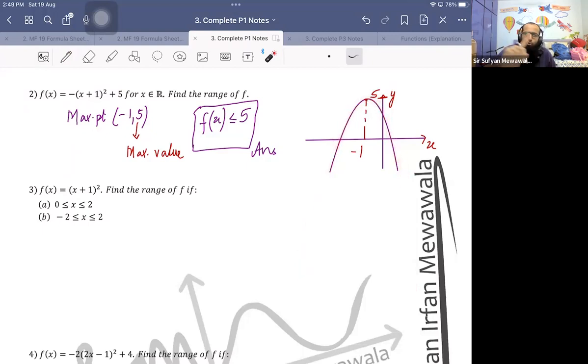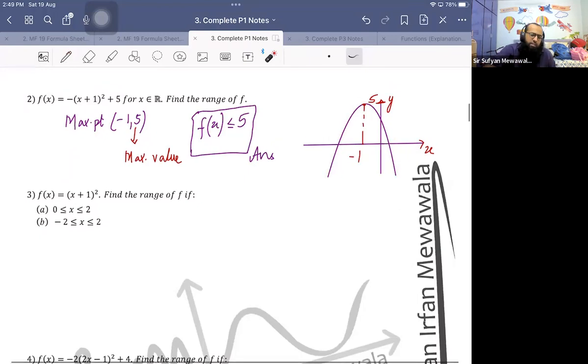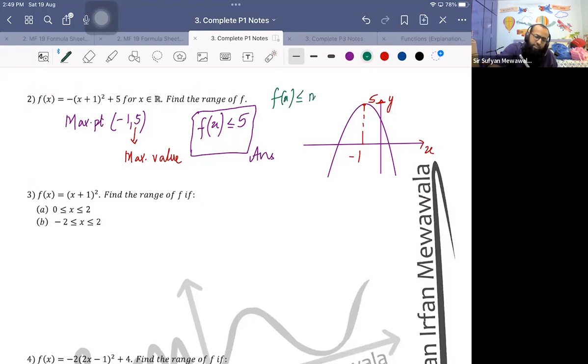So over here, there is no lower limit, no lower limit. The maximum limit is 5. It cannot go beyond 5. The range is f(x) less than equal to 5. So what is the conclusion that we have derived? If it is a maximum point and the domain is x belongs to real numbers, then the range will be f(x) is less than equals to maximum value. Conclusion: f(x) less than equals to maximum value.